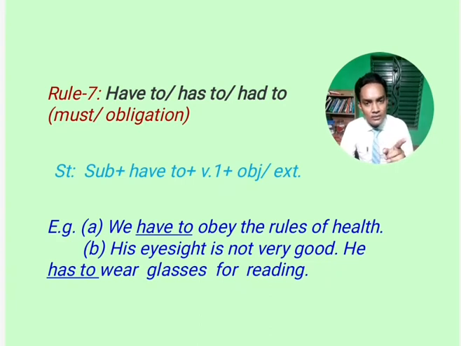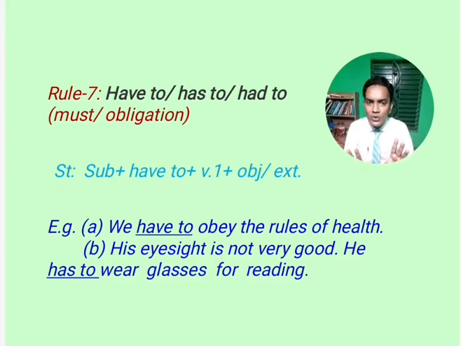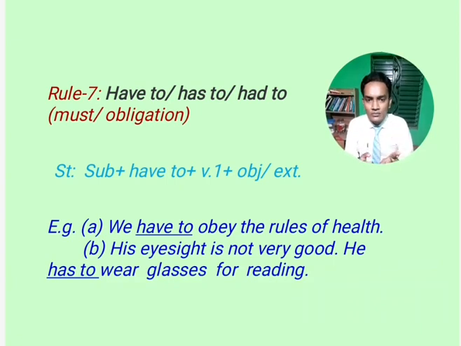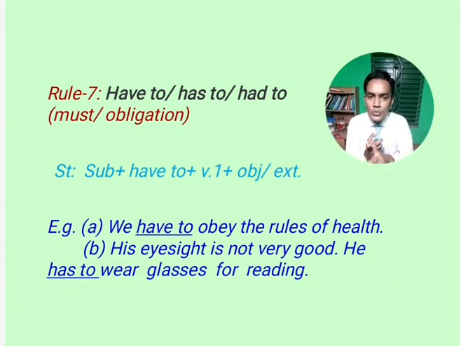We have to obey the rules of health. Okay. His eyesight is not very good, so he has to wear glasses for learning. That means glasses are really important for him to read something, right?